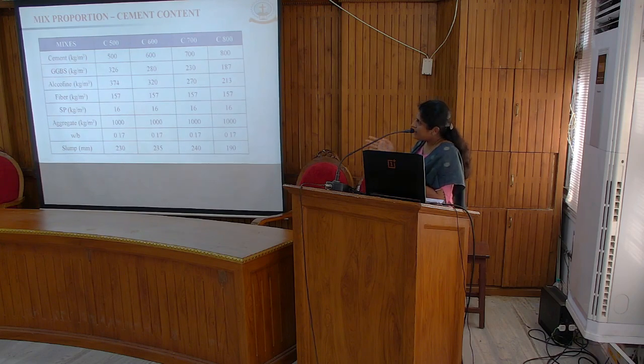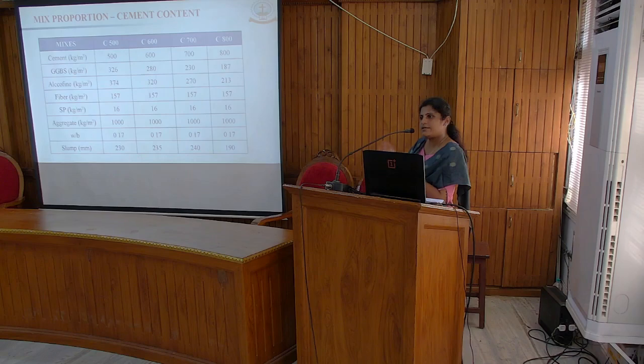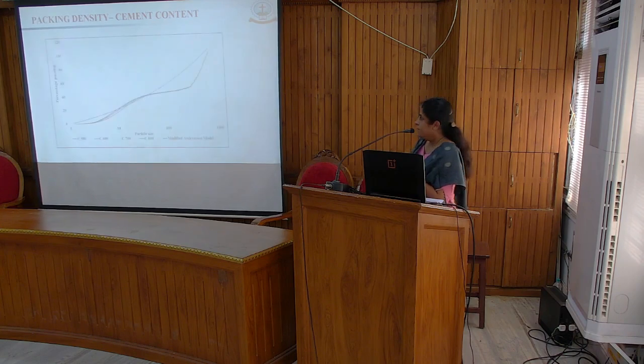Here we are considering the cement content by keeping the total binder content constant, water binder ratio constant, and fiber content constant. We were varying only the cement content as 500, 600, 700 and 800. Then we have drawn a particle packing density curve by using MR software. We were inputting the gradation of the aggregates, gradation of the cement particle, gradation of alcofine and all. Then we will get a particle packing density curve like this.